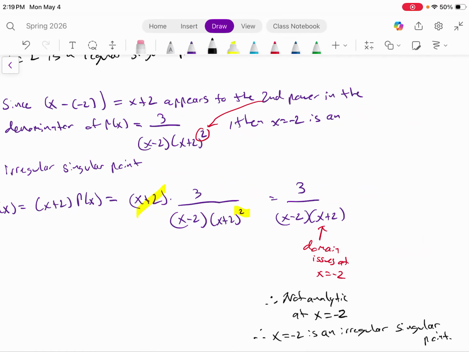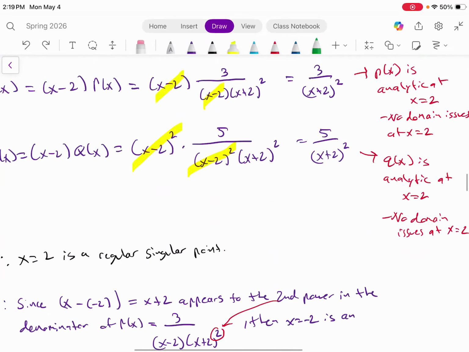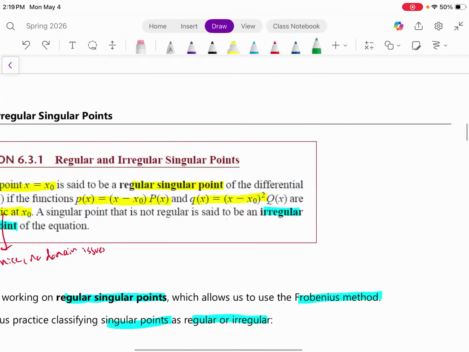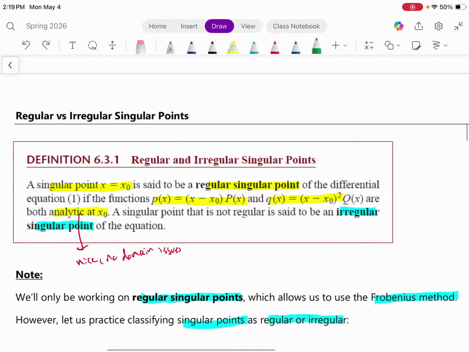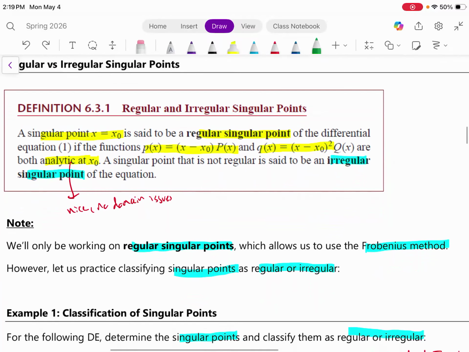Okay, so we could do the check. You could also just notice right away like p of x has x plus 2 to a higher power than just 1, right? And that's one of the criterias from the definition. Okay, so that's how we check for regular and irregular singular points. But like I said, we're just going to be focusing on regular singular points, okay? Most specifically centered about 0, which is nice. But just want to give us some background about this just in case you have to see this later on in your math career.